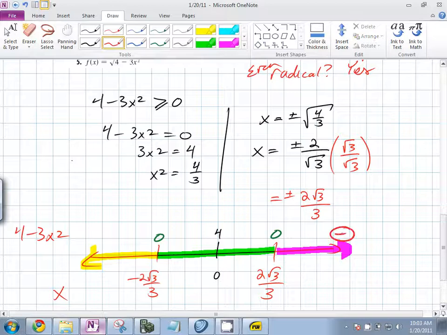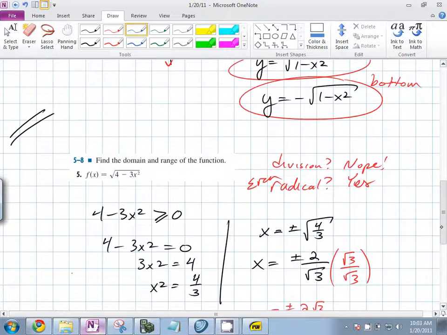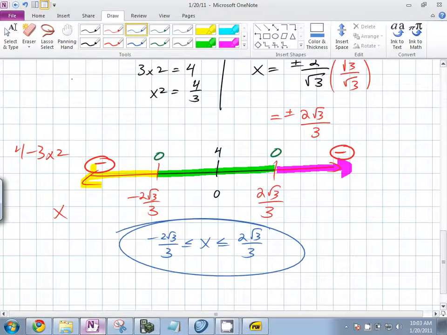And again, what happens if you plug in negative 10? What's 4 minus 3 times negative 10 squared? Same thing. This is symmetric. It's a parabola, right? So this is going to be negative. So we want this to be positive or equal to 0. So where is it positive or equal to 0? Yeah, good, Victor. Exactly. So what's the domain of this function? That's the domain.